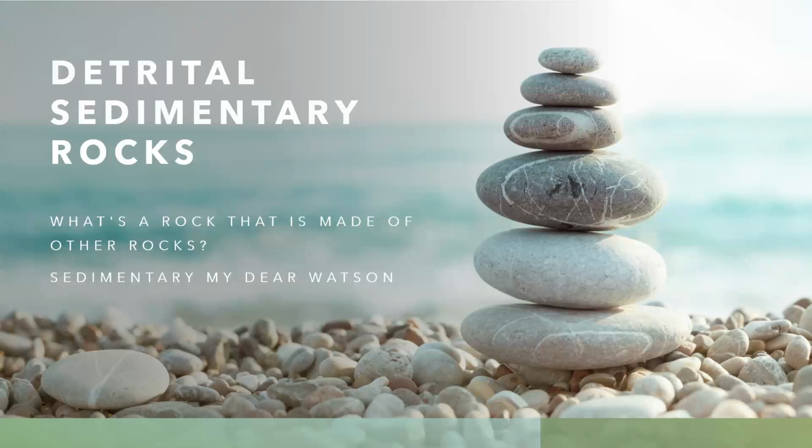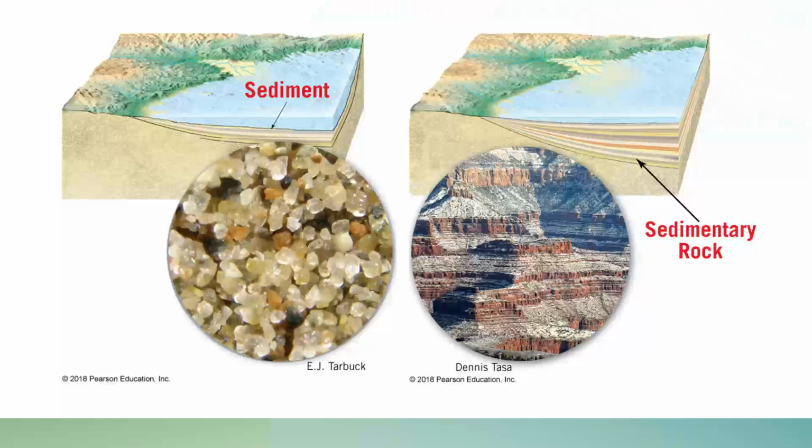Okay, folks, now we enter the world of rocks that form at the surface of the Earth. These are called sedimentary rocks. Now, sedimentary rocks form over millions of years. Sedimentary rocks form from sediment that was deposited in a basin and then buried by more and more layers of sediment until all of those grains are compressed and cemented together, forming a massive continuous rock unit.